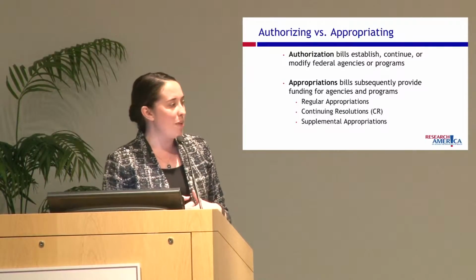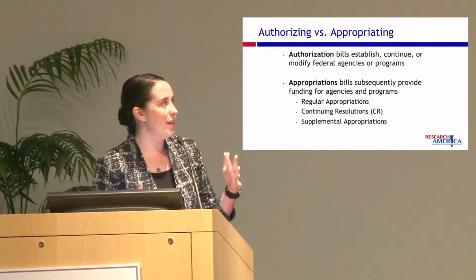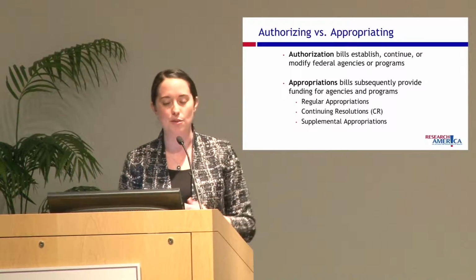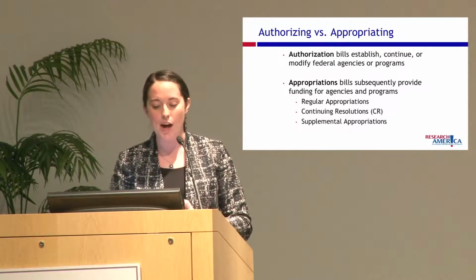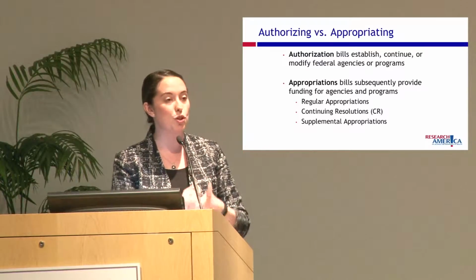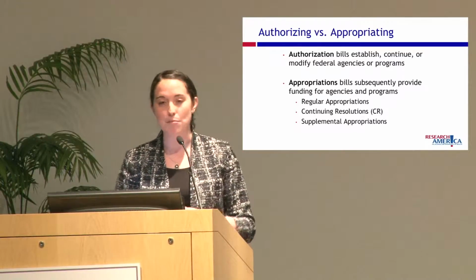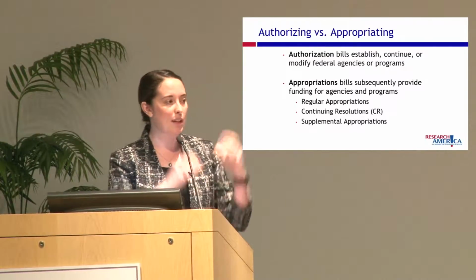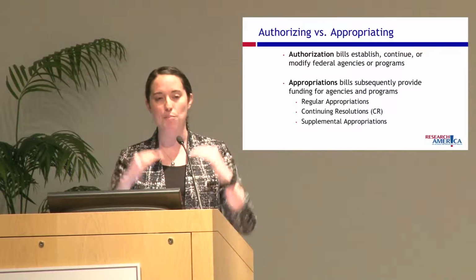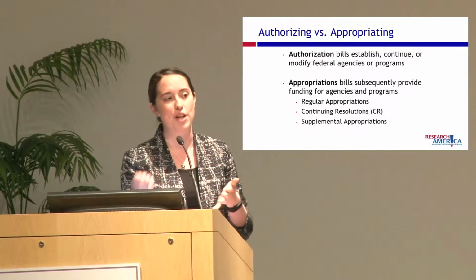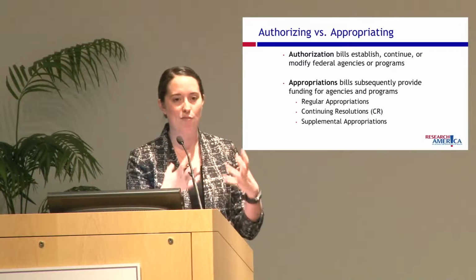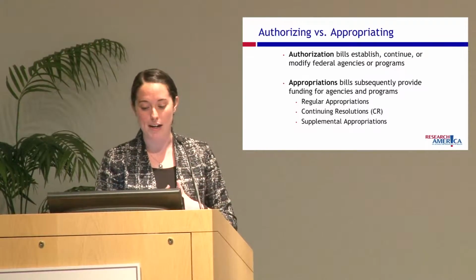And so you'll hear a little bit as we go along about different types of bills, and so just an overview, some terminology. Authorization bills, that's just what creates programs, sets up new federal agencies, that's what allows them to exist. And then the appropriations process is what actually writes them a check so they can spend money and have money to dole out for their priorities.